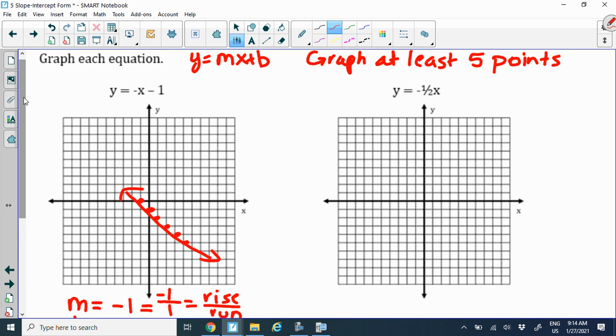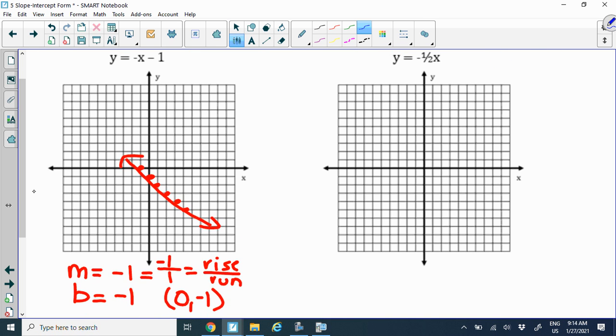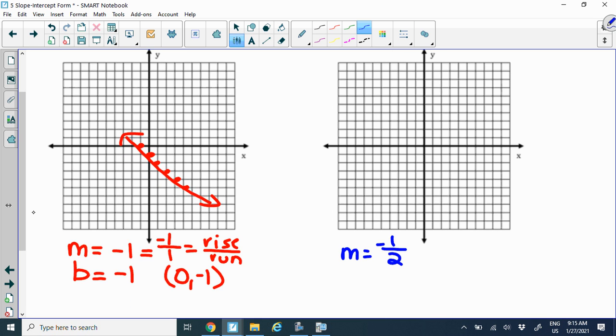So we have y equals negative 1/2 x. We're going to do the same exact thing. We're going to identify our slope. So remember, the slope is always the number in front of the x. So in this case, we have m equals negative 1 divided by 2. Now let's identify our b. Now notice we don't see a number. Well, anytime we are adding or subtracting and we don't see a number, that is an assumed 0. So our b value, or the y-intercept, is 0.